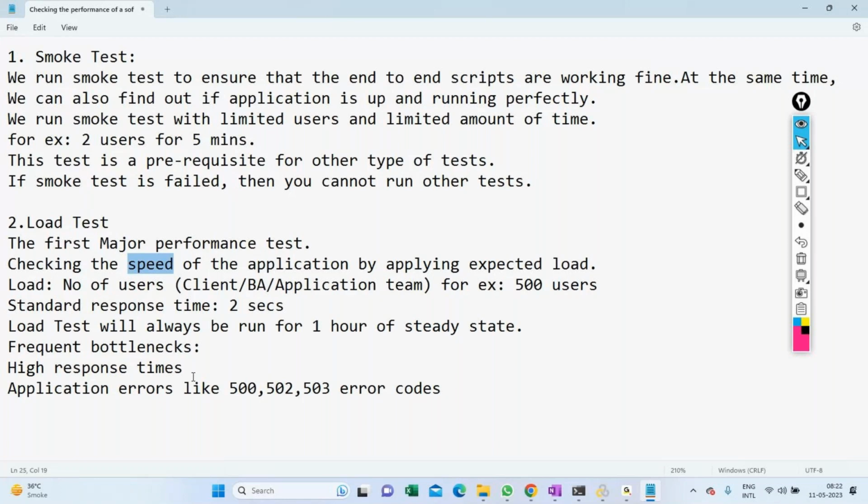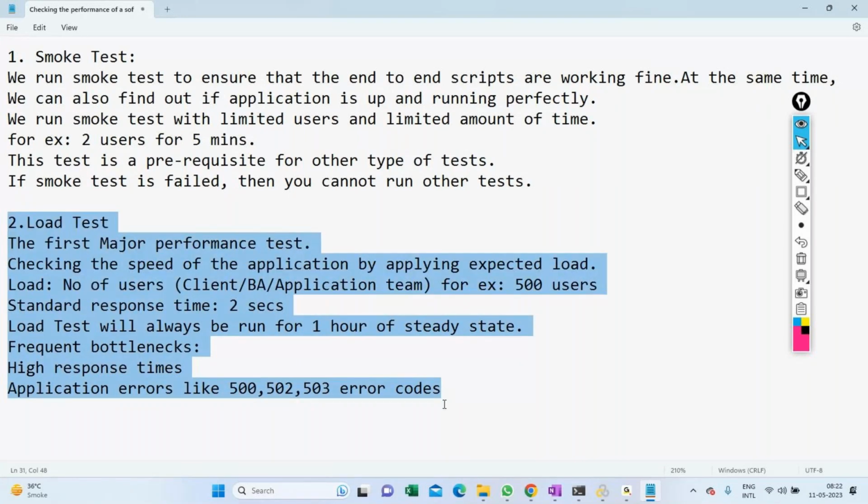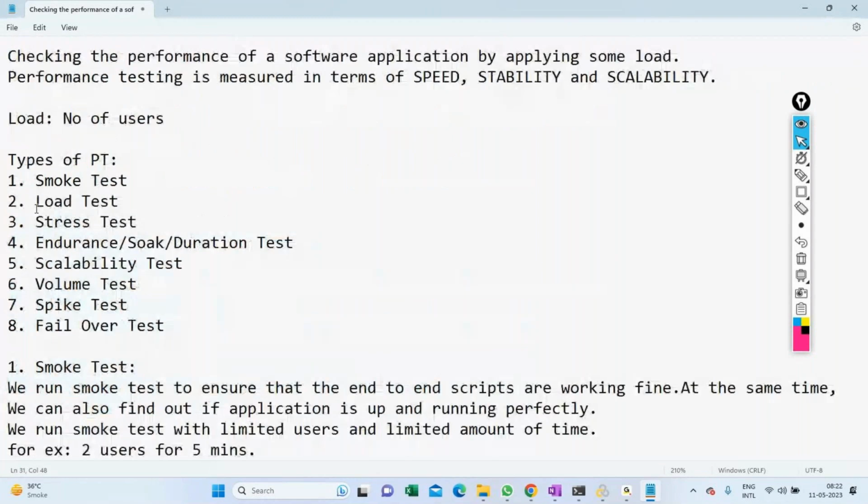This is the first major type of test that we do. If this particular test is a failure, then you cannot run other types of testing like stress test, endurance test, scalability test, volume test, spike test, failure test. You will not run all these types of tests if this test is a failure.